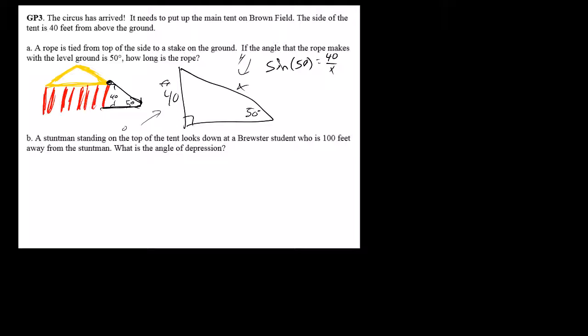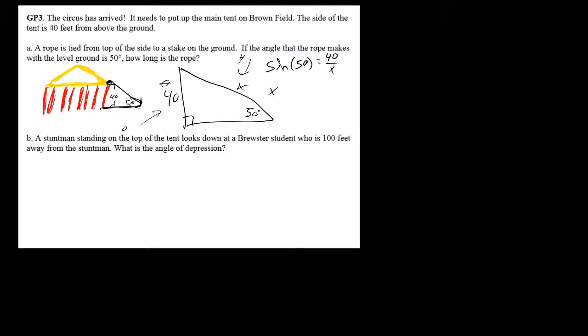Anyways, the rope is tied from the side of the tent to a stake in the ground. If the angle that the rope makes with the level ground is 50 degrees, how long is the rope? So level ground is down here. The rope and the level ground make an angle of 50 degrees. If we draw our triangle a little bit bigger and nicer, this is 40 feet, and this is 50 degrees. We're looking for x. This is our opposite side, this is our hypotenuse. So we know sine of 50 is equal to 40 over x.